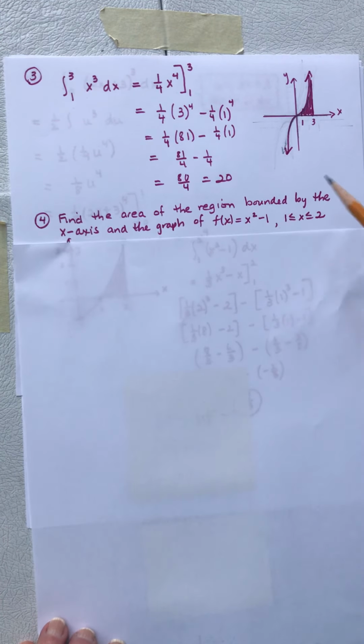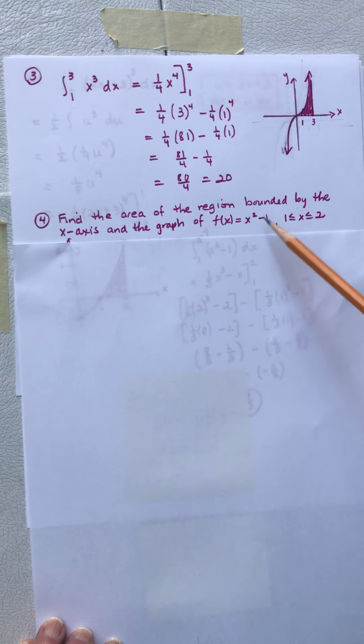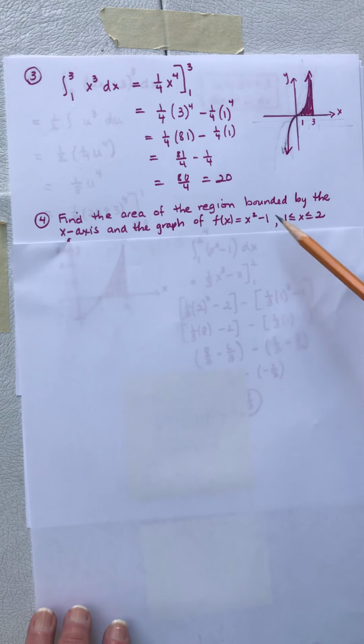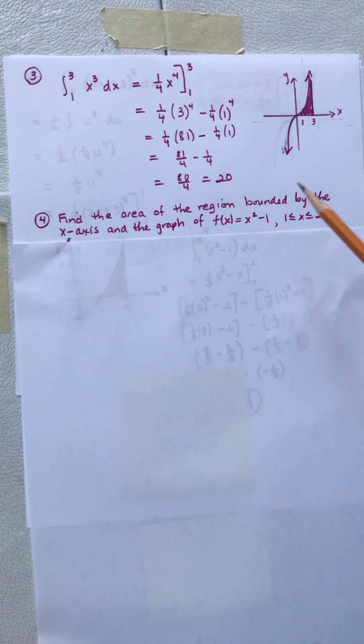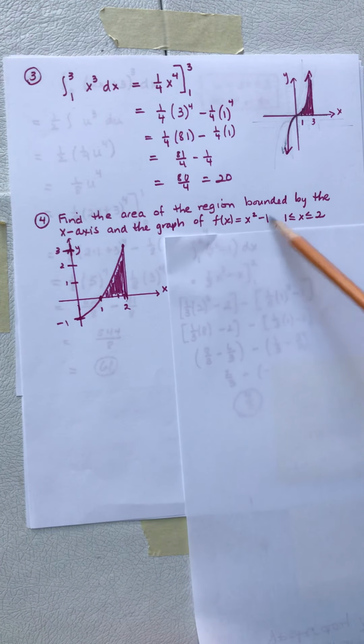It's worded a little differently. Find the area of the region bounded by the x-axis and the graph of f of x equals x squared minus 1 when x is between 1 and 2. And that's giving you the limits of integration. So I would always graph this, so I can see what I'm looking at, because sometimes a picture is worth 1,000 words. So I graphed the x squared minus 1.